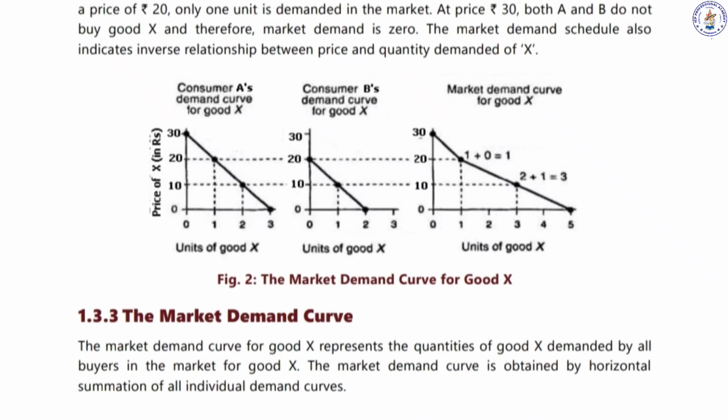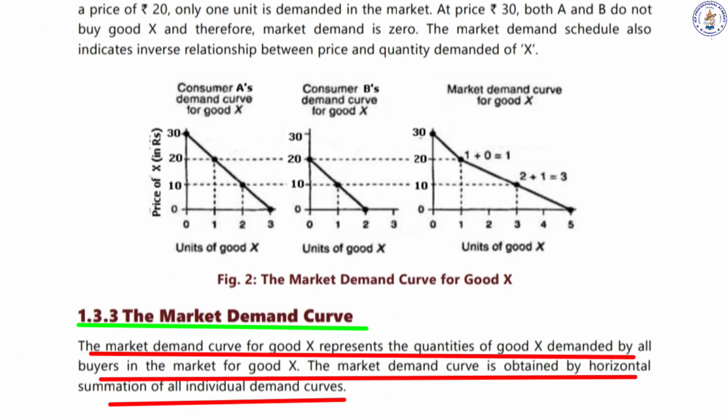Now children, we move on to topic number 1.3.3, the market demand curve. It's nothing but the total of all demands put together for a product, shown as a diagrammatic representation for the product X. You can see from the figure mentioned earlier that it slopes downwards.